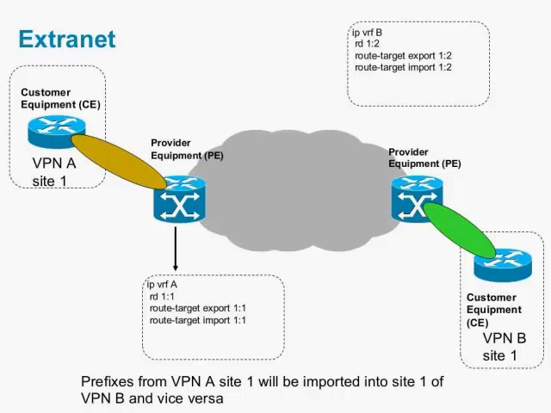Now for some business reason, VPN A and VPN B want to have extranet connectivity. How do we do that? Under VRF B, simply import RT 1:1, and under VRF A, import RT 1:2. By doing this, VPN A prefixes will now be installed in VPN B's routing table, and VPN B prefixes will be installed in VPN A's routing table, thereby providing extranet connectivity between VPN A and VPN B customers.